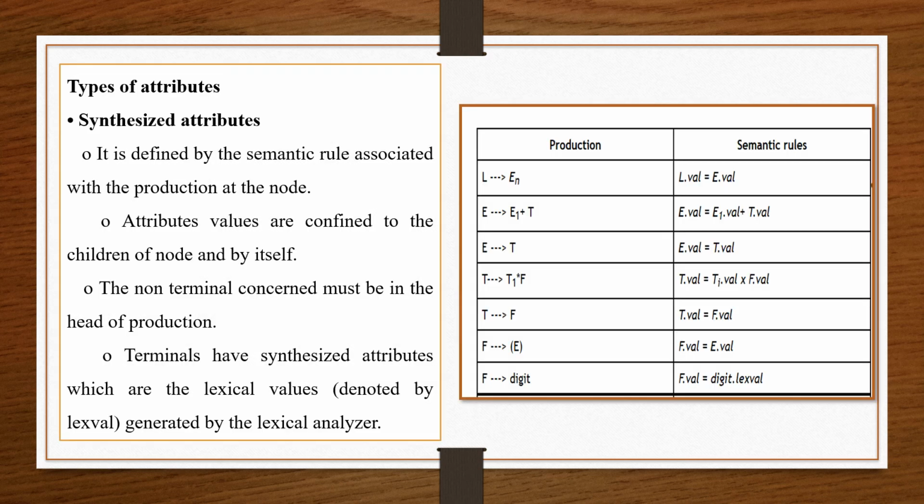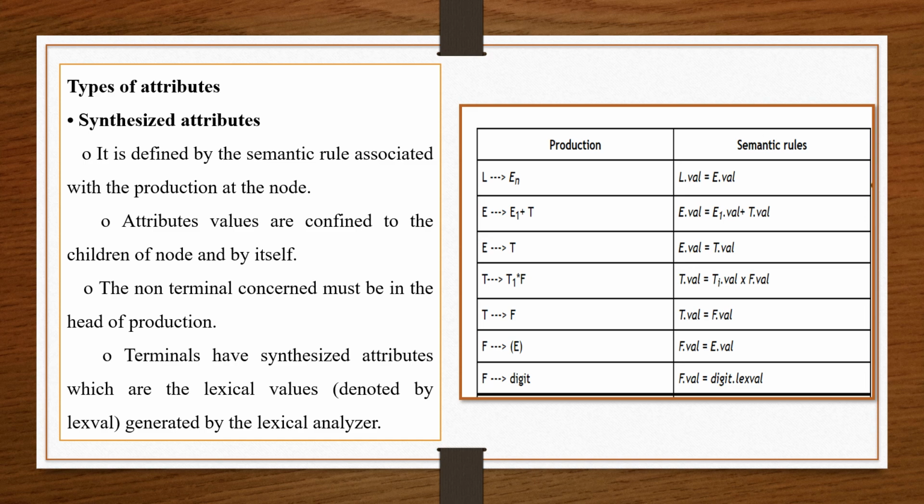We studied what a synthesized attribute is and what an inherited attribute is. Let us look once again. The synthesized attribute is defined by a semantic rule associated with the production at the node. Attribute values are confined to the children of the node and the node itself. The non-terminal concerned must be in the head of the production.